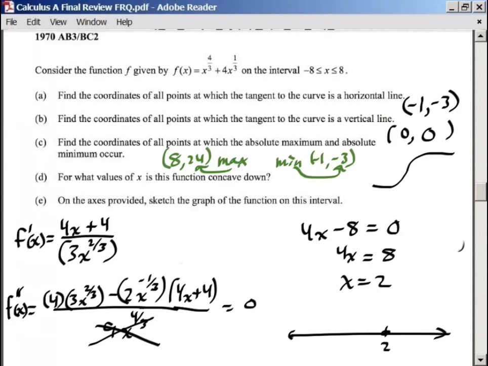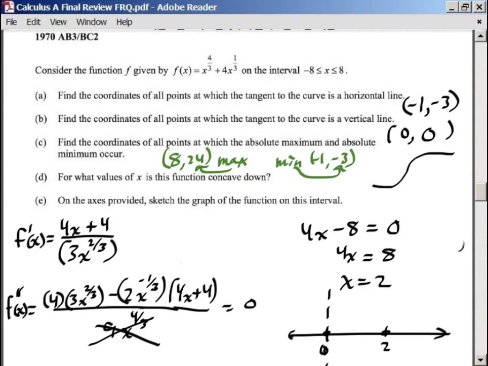Now whenever you have a variable in the denominator, you also have to take into consideration asymptotes. This has a vertical asymptote at x equals 0, so we also need to check x equals 0. We have an asymptote right there. So in this interval and this interval, we need to pick a number and plug it into f double prime in order to find out if it's going to be positive or if it's going to be negative.